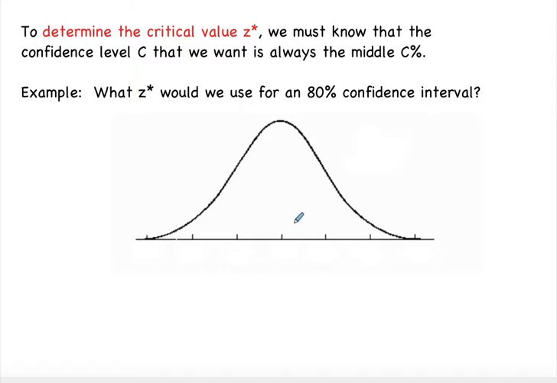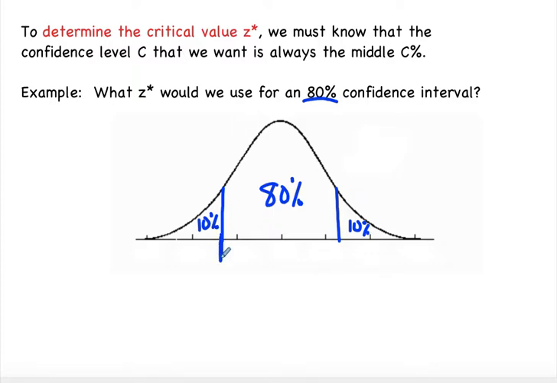Now, for that z star in the formula, I want to show you how to figure out what z star to use. It's based on whatever percent confidence level you're dealing with. If we were dealing with an 80% confidence, that would represent the middle 80% of a normal curve. Let's just estimate, maybe here would be the middle 80%. If the middle 80% is right here, then there's 20% left over, or 10% in each tail.